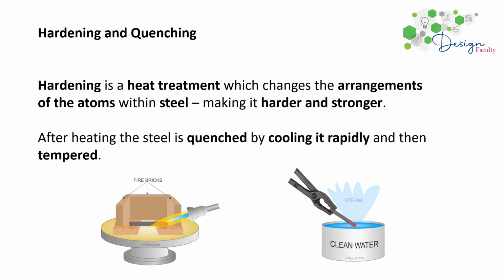So, hardening. Hardening is for steel. It's a heat treatment that just changes the arrangement of the atoms, making it harder and stronger. So you heat it up, there's a little animation of that there. You quench it, which means you're cooling it rapidly. So you're popping it in some water and cooling it rapidly. You might have done this if you have used the welding or the forge. You heat it up and then you quench it, and you can quench in water or in oil.